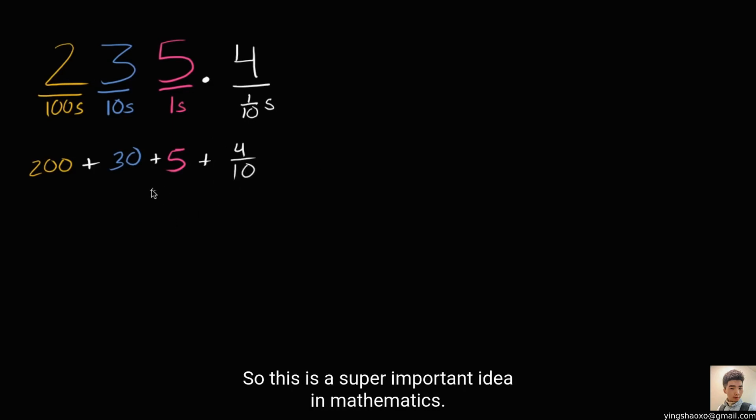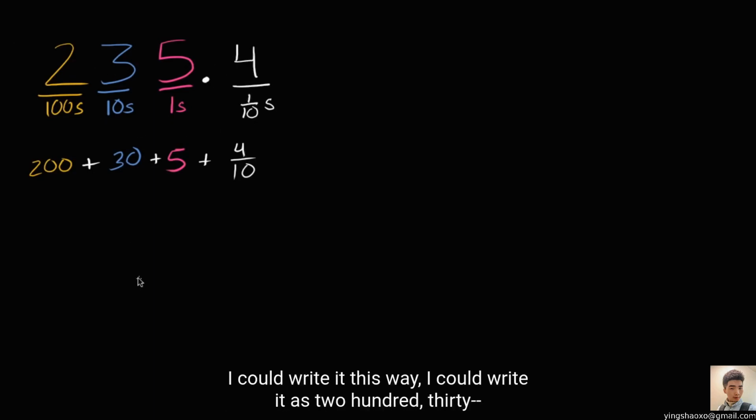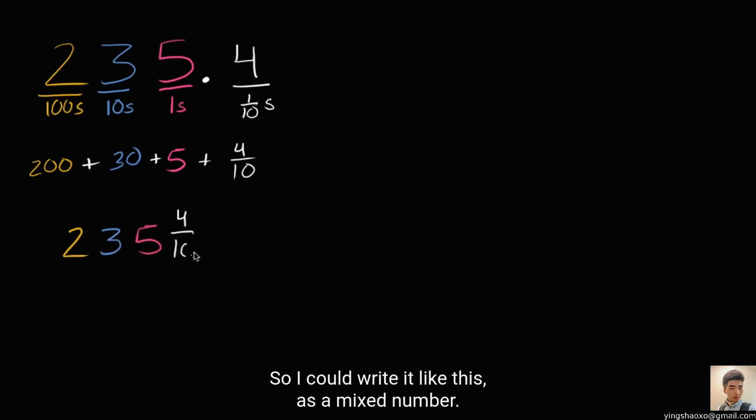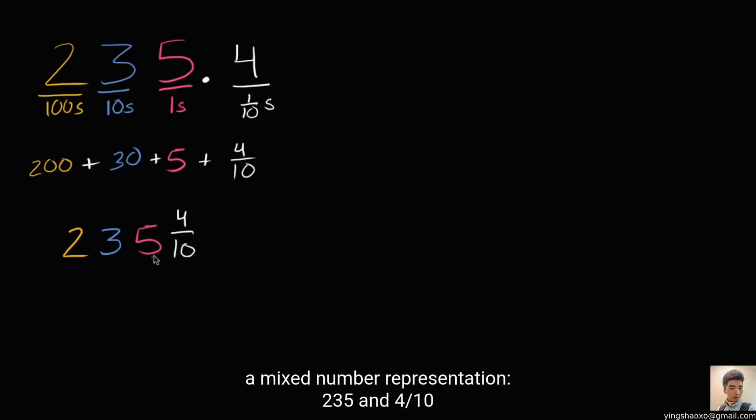So this is a super important idea in mathematics. I can now use our place values to represent fractions. This 0.4 right over here is 4 tenths. So another way to write this number, I could write it as 235 and 4 tenths, as a mixed number. So the number up here would be a decimal representation, 235.4, and this right over here would be a mixed number representation, 235 and 4 tenths, but they all represent 200 plus 30 plus 5 plus 4 tenths.